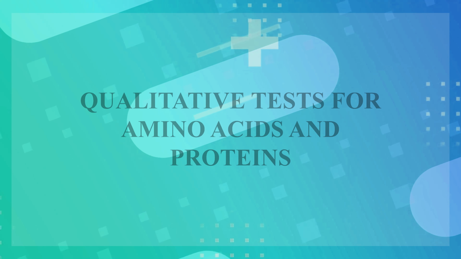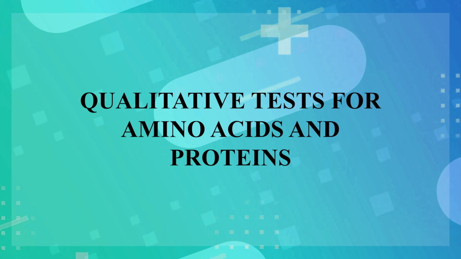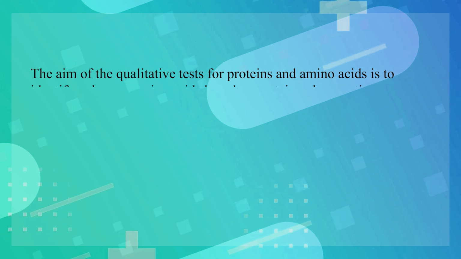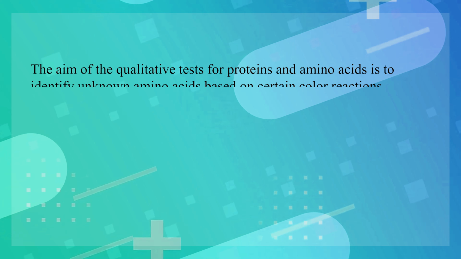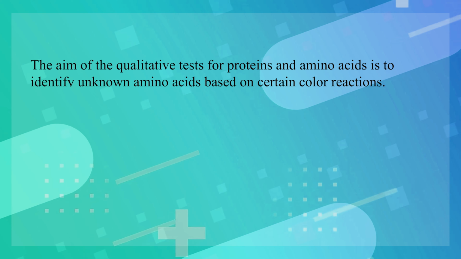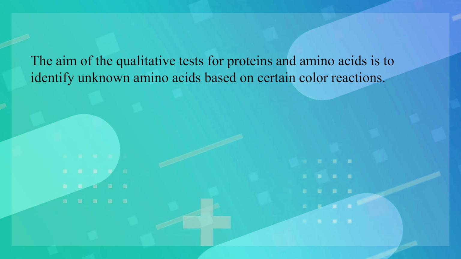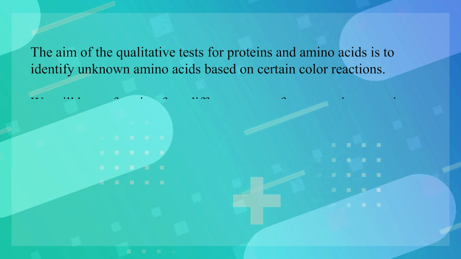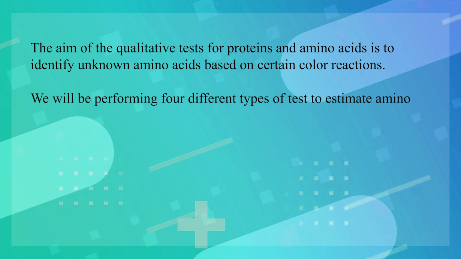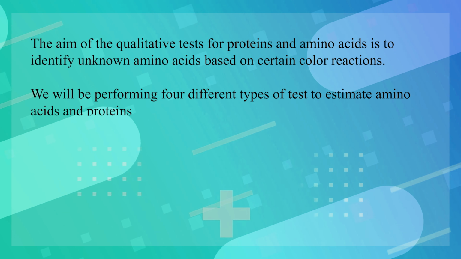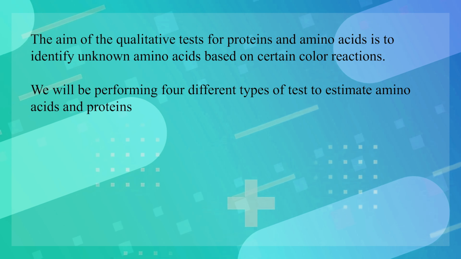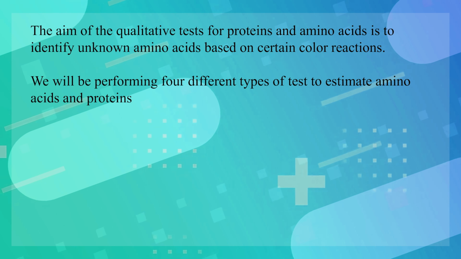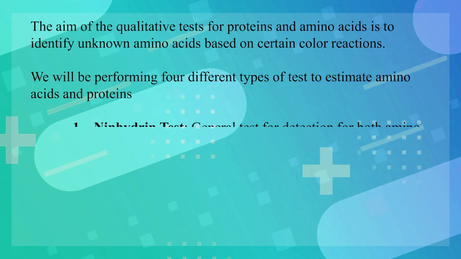Next is qualitative tests for amino acids and proteins. The aim of the qualitative test for protein and amino acid is to identify unknown amino acids based on certain color reactions. So through this video, we are going to demonstrate how to perform qualitative estimation of amino acids and proteins. So we will be performing 4 different types of tests to estimate amino acids and proteins.